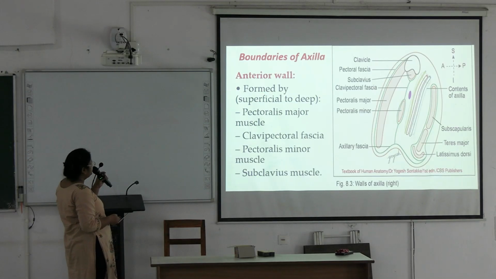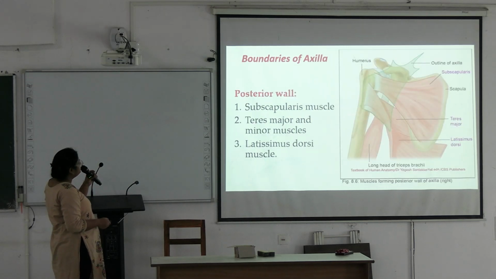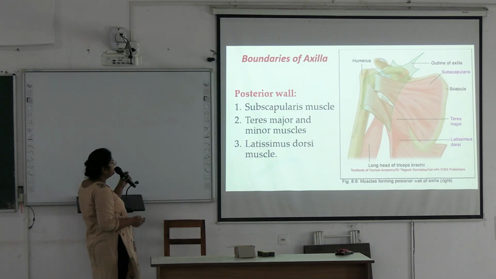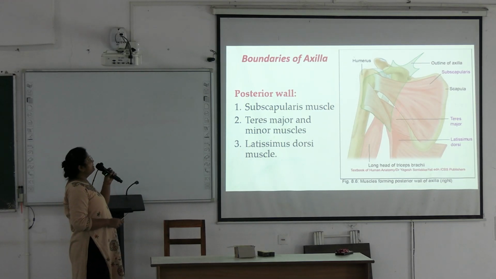Next we are going to the posterior wall. See, here is the posterior wall. It is formed by the subscapularis, teres major and latissimus dorsi. The posterior wall is formed by these muscles. This is subscapularis, originating from the subscapular fossa of the scapula. Here is the teres major and here is latissimus dorsi. These are forming the posterior wall of the axilla.